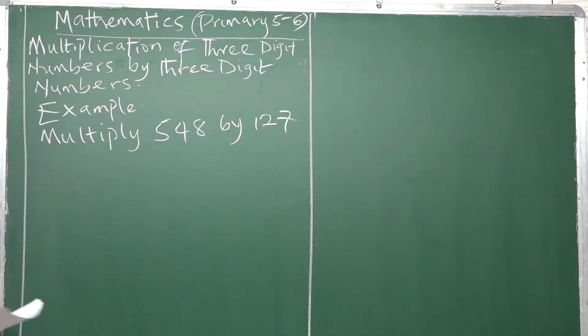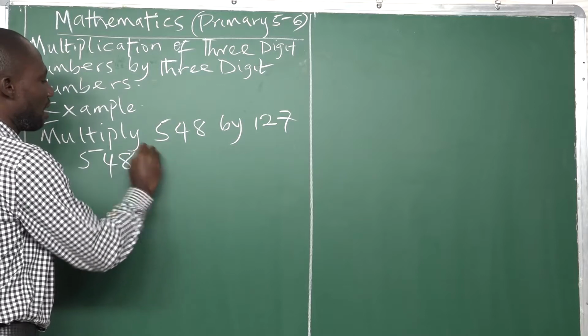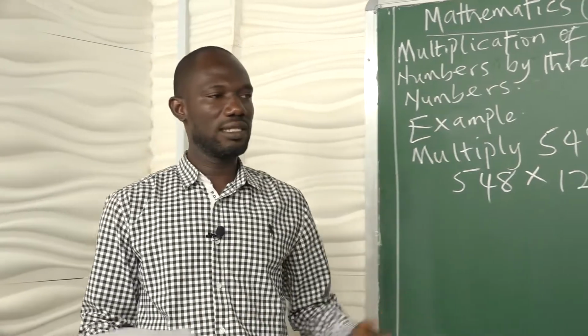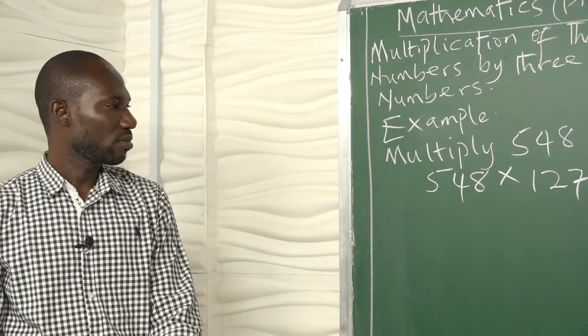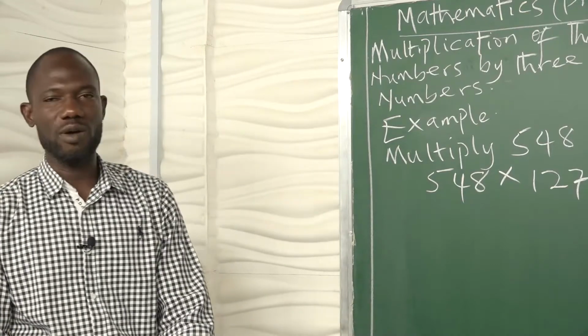In this example, we are to multiply 548 by 127, which, of course, some persons might decide to write as 548 times 127 using the multiplication sign. Like I did mention earlier, this is going to involve multiplication and, of course, addition. When we are done with this, we will use the second method and see how we can progress from there.